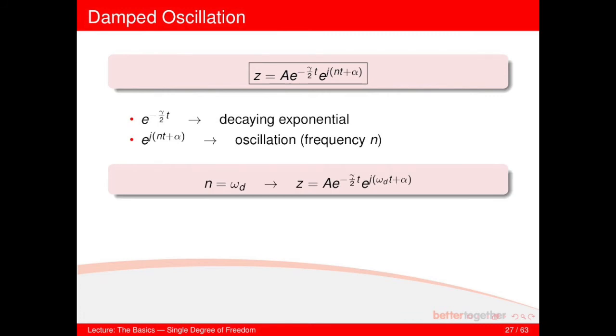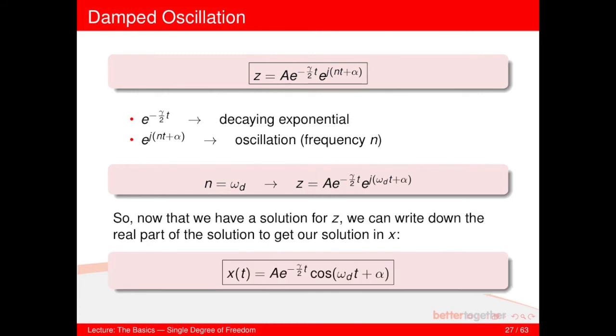Now n is a frequency and it's known as the damped natural frequency. That is the frequency at which the damped system will oscillate, and that frequency depends upon your damping in the system. It's dependent upon gamma, which is C upon M, and C is your damping. So if we stick in n equals omega d, you get an omega d in there, and so here we've got our equation for z.